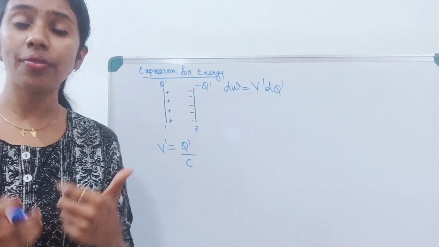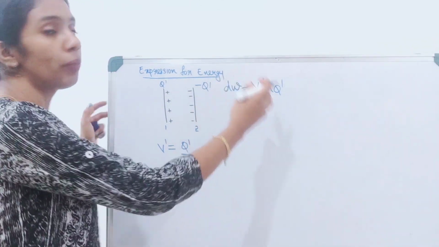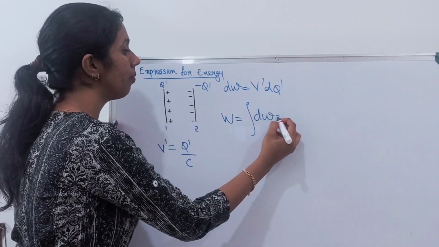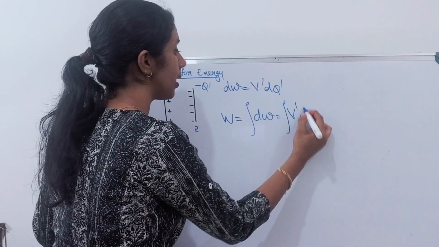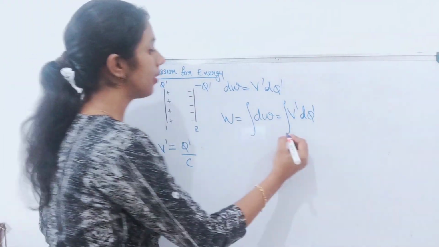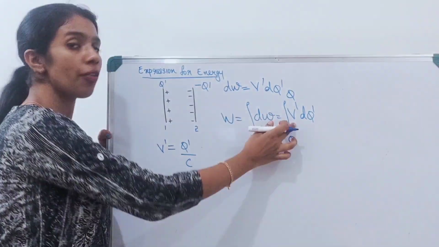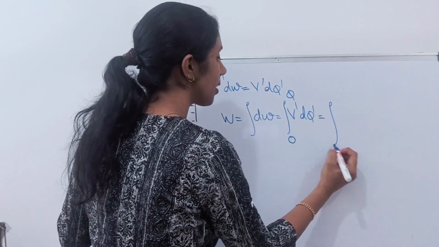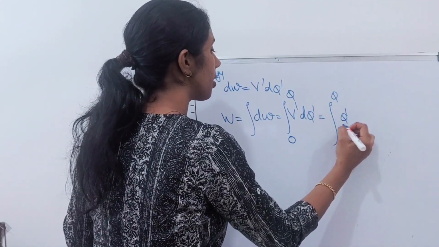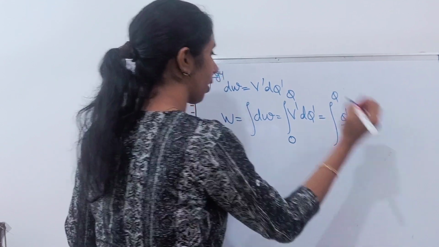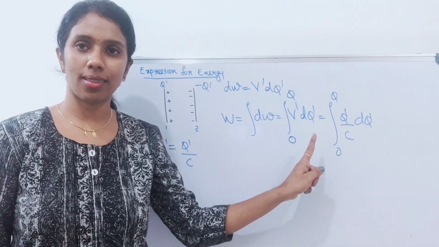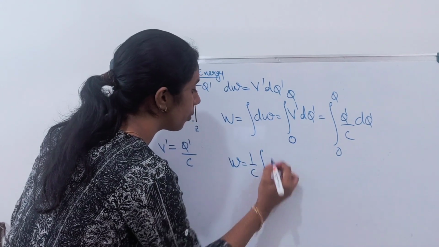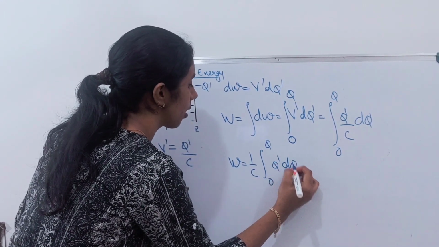From this equation, we can find the equation for work done by integrating both sides. That is, work done W is equal to integral over dW, which is equal to integral over V dash dQ dash. Here we can integrate within the limit 0 to Q. Instead of V dash, here you can substitute Q dash divided by C. So the equation becomes integral 0 to Q, Q dash divided by C dQ dash, where 1 by C is a constant. You can take it outside. So W is equal to 1 by C integral over 0 to Q, Q dash dQ dash.